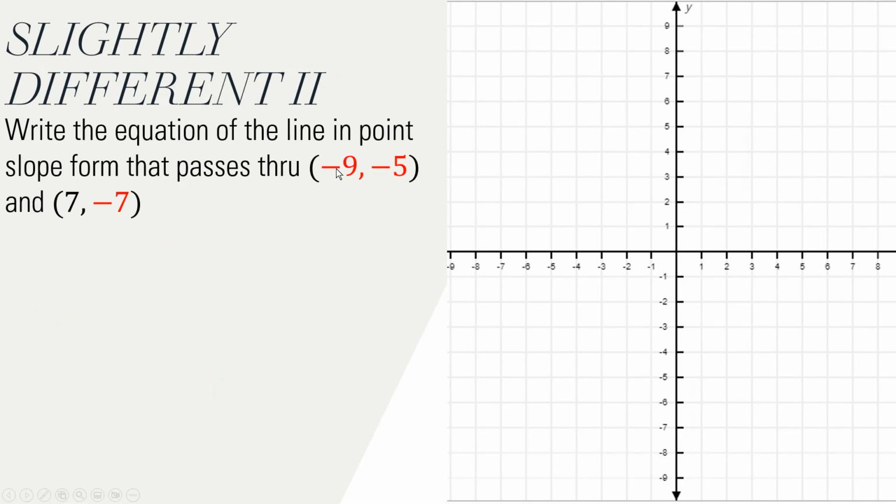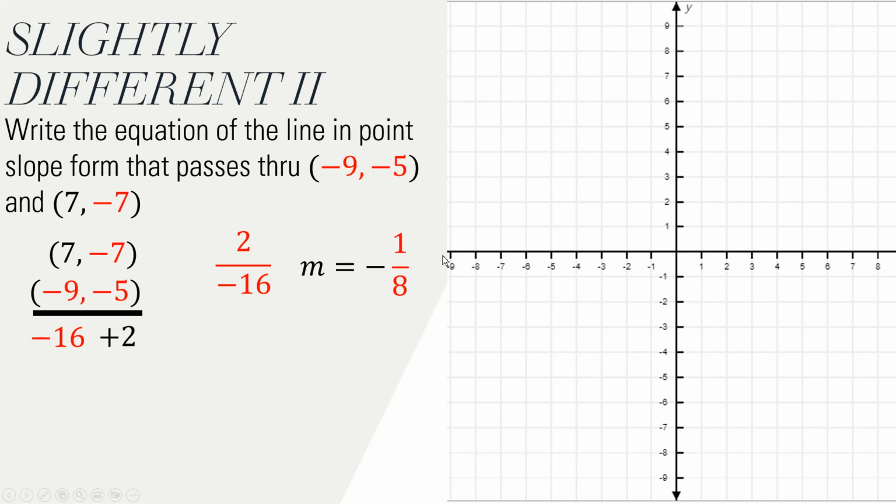So this is another one slightly different. So we have a negative, negative, and a negative positive. All right. So again, let's start with finding our slope instead this time. 7 to negative 9, well, that's negative 16. Negative 7, negative 5, well, that's increasing slightly by positive 2. So we can write this as 2 divided by negative 16 or negative 1/8. Let's bring that negative 1/8 in.